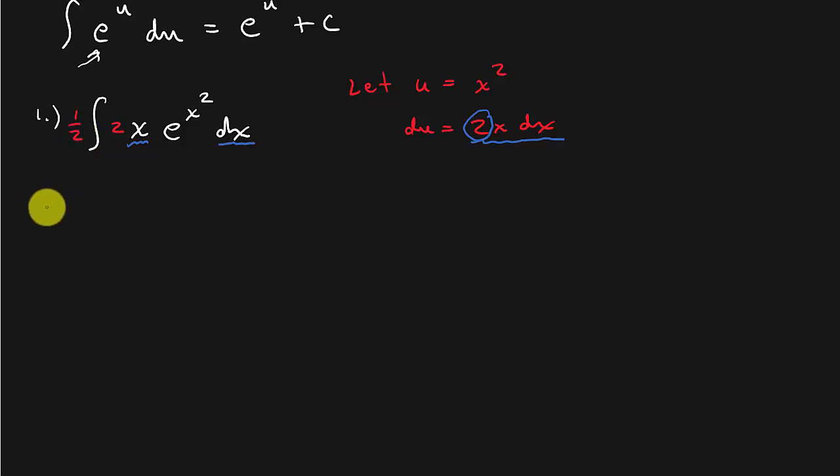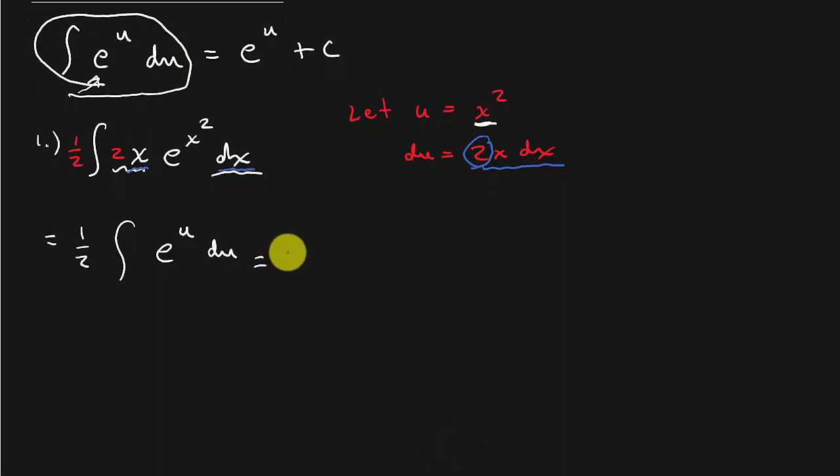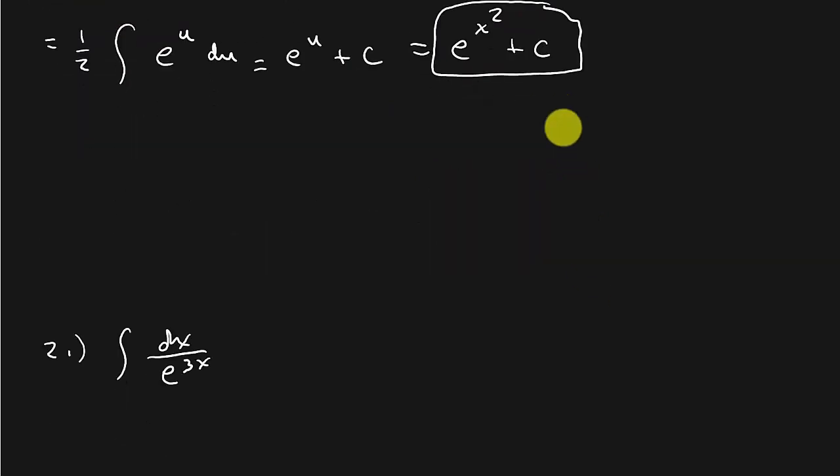And so now let's make our substitutions. I've got 1/2 integral. And so I've got e, and in the place of x squared, I'm going to put u. And in the place of 2x dx, I'm going to put du. And now you can see I have it in this form here. So my answer is just e to the u plus c. And now I have to substitute this back in for u. So that's just e to the x squared plus c. And there's my answer. All right, let's look at this one.